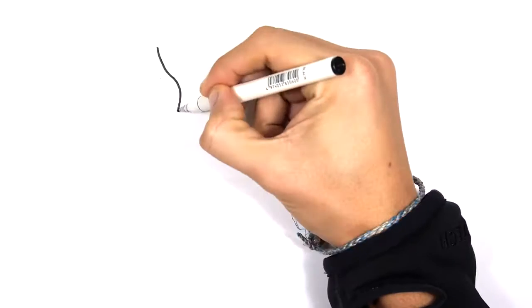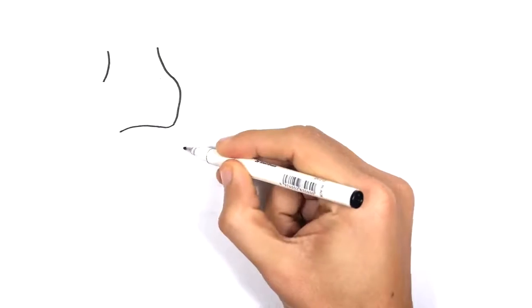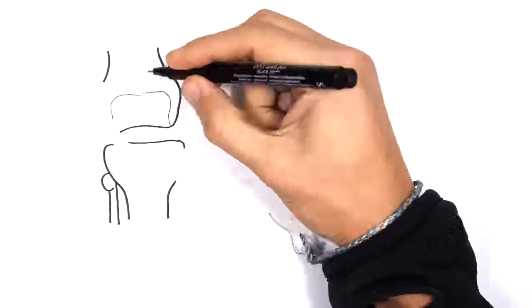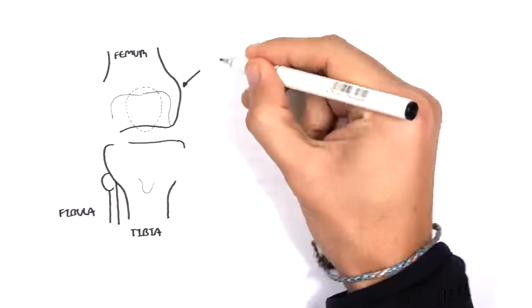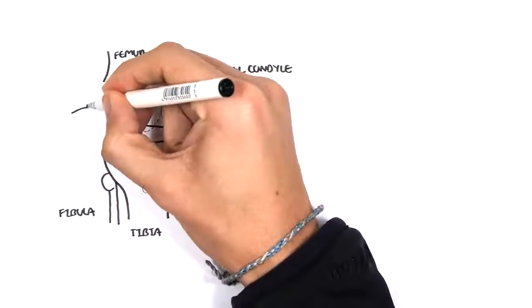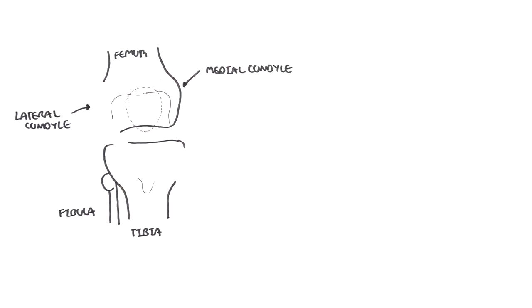So again, I'm going to draw another view of the anterior knee and introduce some more structures. So here is the femur, tibia, and fibula again. The medial condyle and lateral condyle here of the femur.